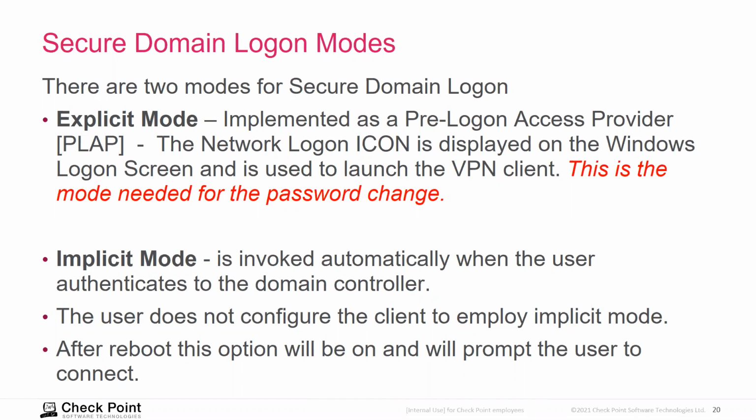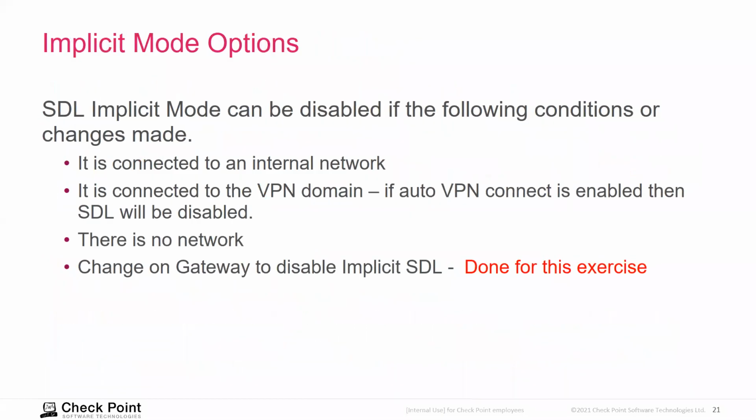So to do that, there are ways that it is disabled automatically. Implicit mode is on automatically by default, but it does disable by itself if it's connected to an internal network. So if you have it running and the person does go into the office, the client can determine if it is behind the gateway in two ways.